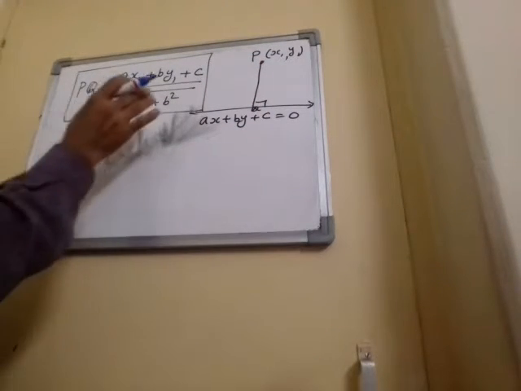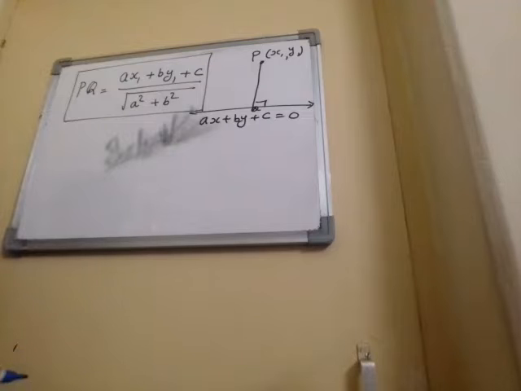Okay, so please try to learn this formula. PQ equal to |a x1 + b y1 + c| by root of a square plus b square. And today let us try to answer some questions related to this formula. So see the first question.